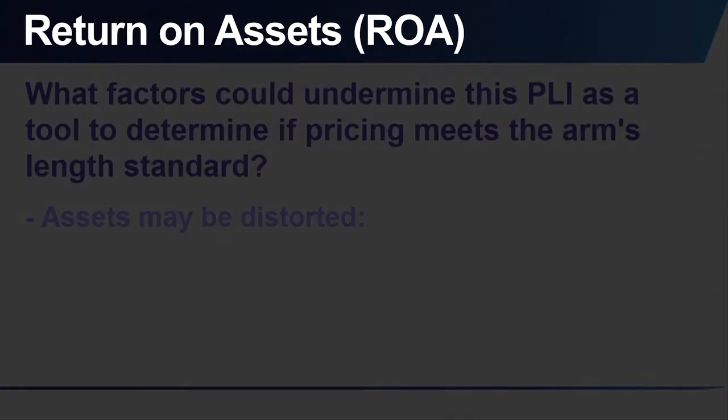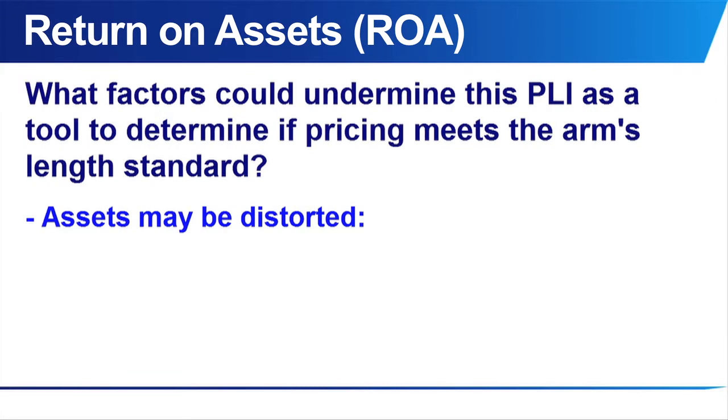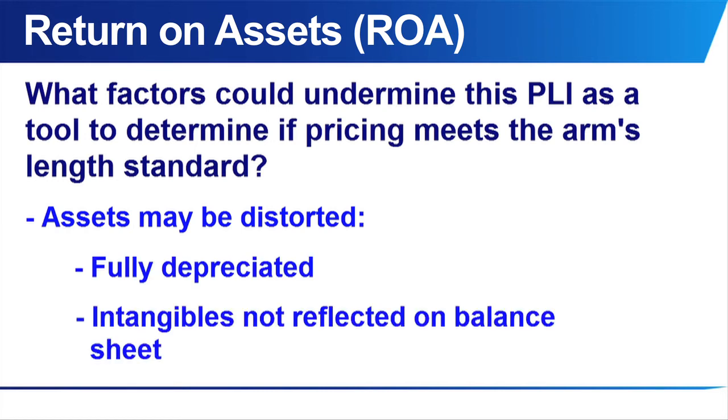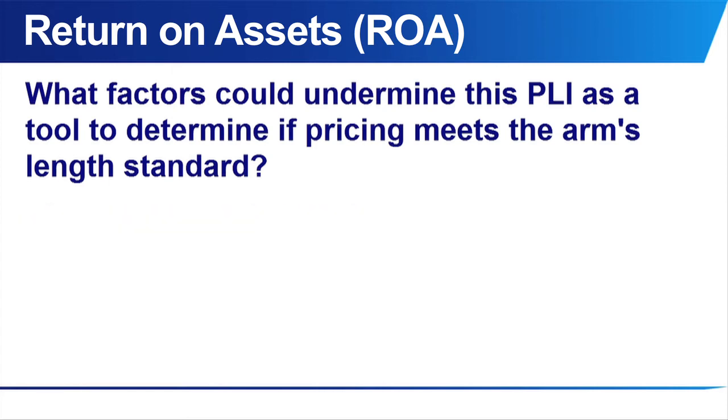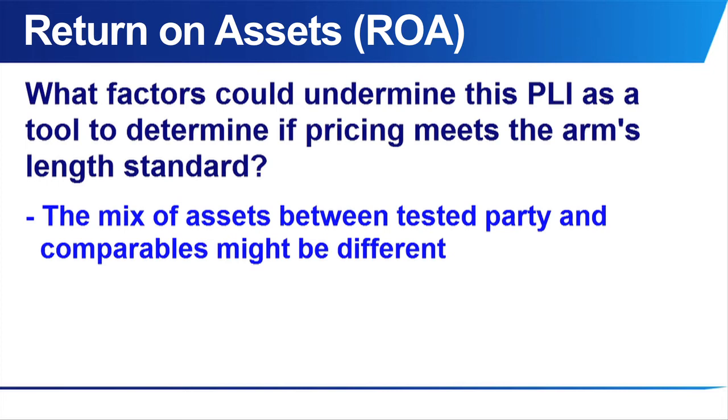A number of factors could impact the value of assets, including assets used in a business where they are fully depreciated, or assets that fail to include the value of intangibles on the balance sheet. These are examples where the A part of the formula would not be reflective of the true value of the assets, and using the ROA would distort this measurement. Also, when the mix of assets between the tested party and comparable companies is different, using the ROA as a profit level indicator could affect its comparability.